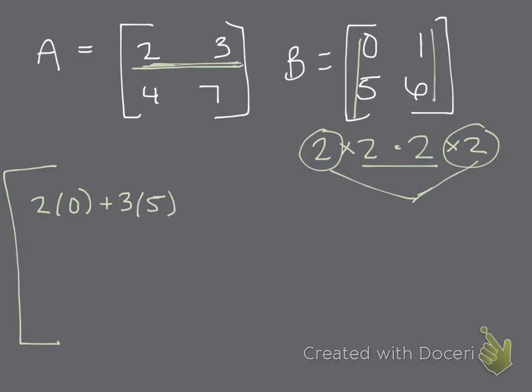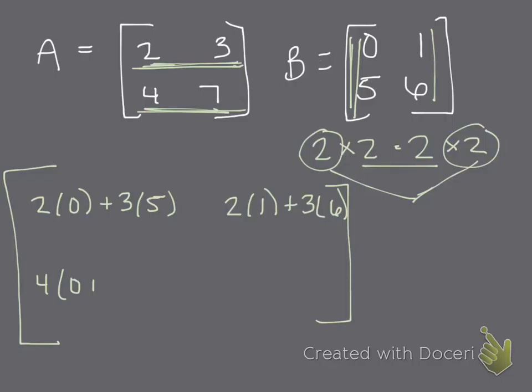Moving over, so still using row 1, now I'm moving over to column 2. So I'm doing 2 times 1 plus 3 times 6. Then I'm moving to row 2, column 1. So 4 times 0 plus 7 times 5. And now row 2, column 2. So 4 times 1 plus 7 times 6.